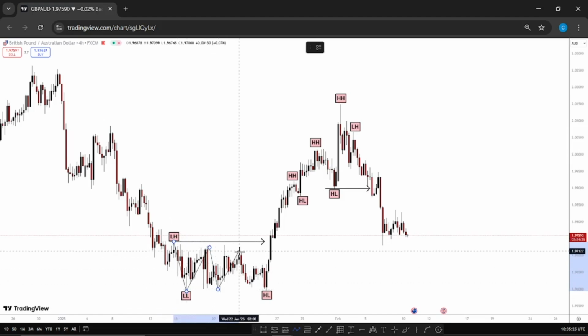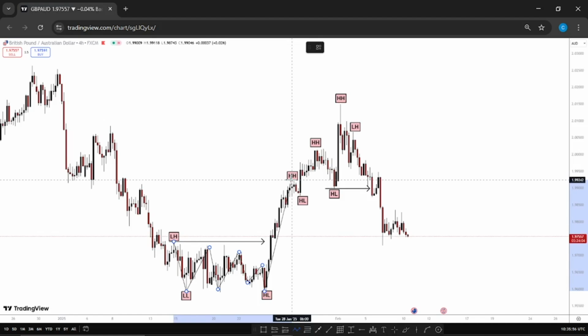consolidated for some time, and then created a higher low. Why is this a higher low? Because this higher low led to the break of our previous lower high, therefore creating a new higher high. So now why is this our new higher high? Because this high is higher than that of its previous high. So now this becomes our new higher high.